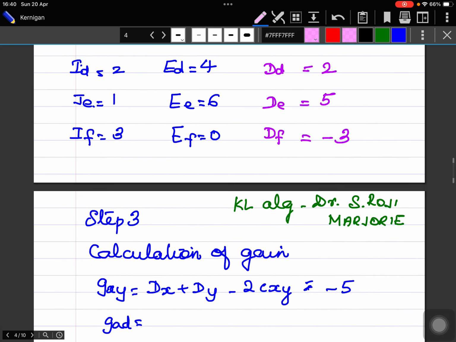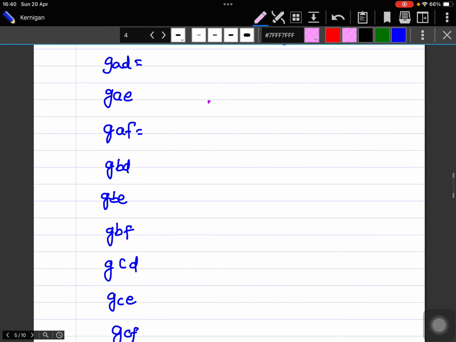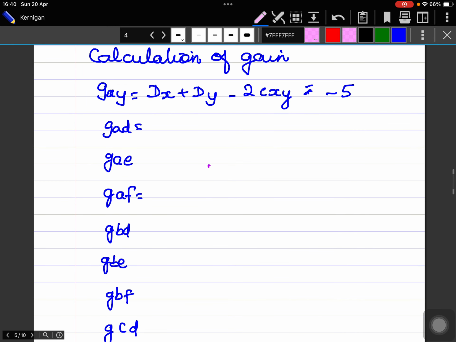Now step 3 is the calculation of gain. Gain between two values x and y is given by DX plus DY minus 2CXY. Is that clear? Minus 2CXY. So using this method, I'll calculate GAD.